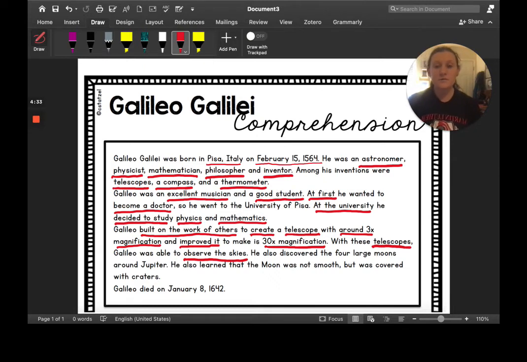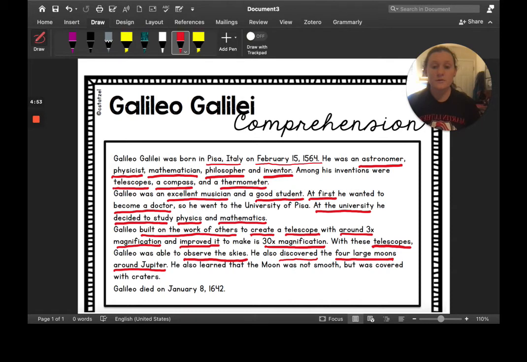He also discovered the 4 large moons around Jupiter. So let's underline the word discovered. And what exactly did he discover? He discovered the 4 large moons around Jupiter.